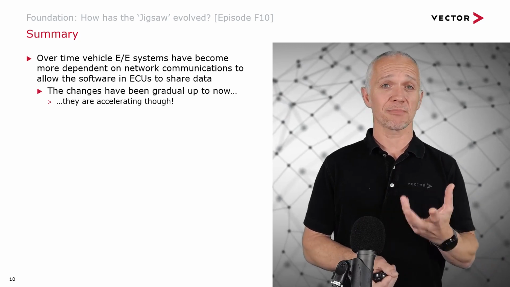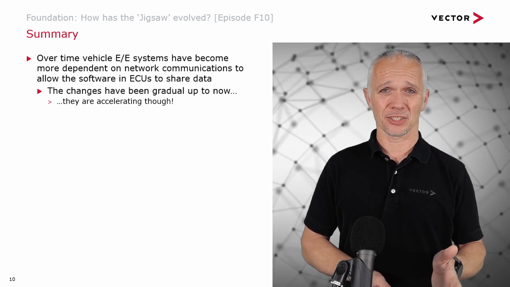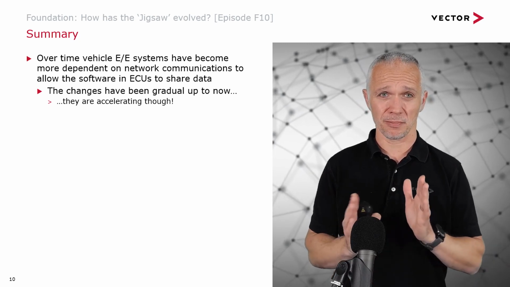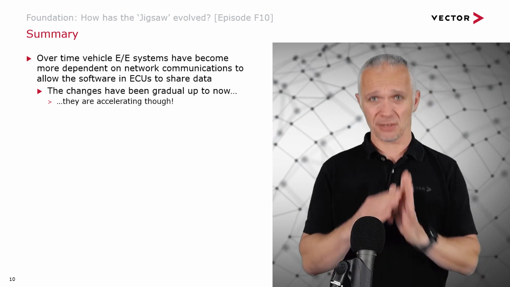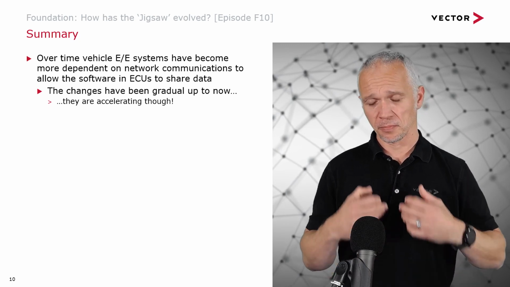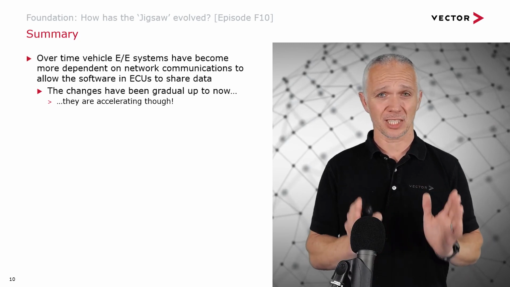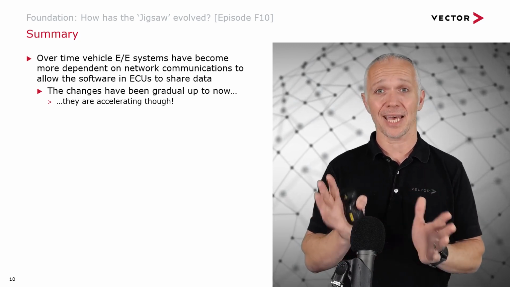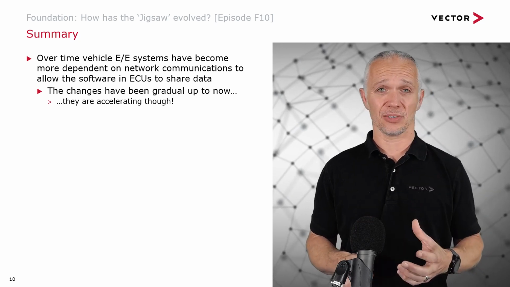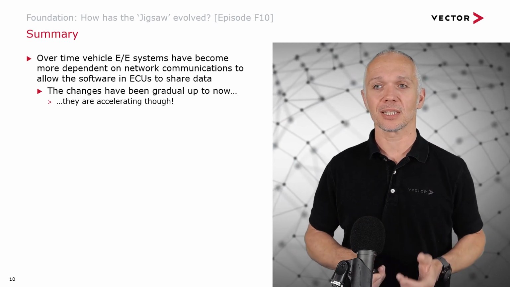The changes have been relatively gradual up to now. As we said, the first 100 years, really very little changed at all. And then in the space of 20 years, we went from some electronics to suddenly different network technologies linking up quite a lot of electronics, hundreds of ECUs potentially, with even the arrival of Ethernet around 10 years ago. So in that kind of 20-year space, 1990 to 2010, a lot happened. And these changes are accelerating as well. And that's what we're going to look into in our next episode.